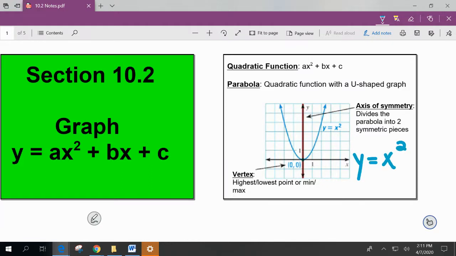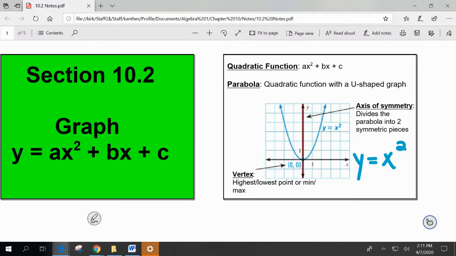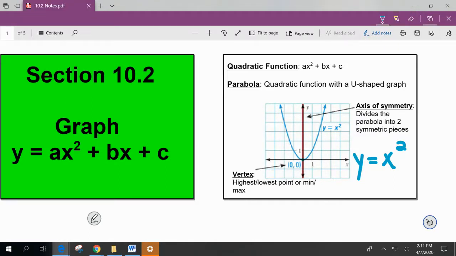Okay, so the axis of symmetry divides the parabola into two symmetric halves. And then the vertex would be the lowest or highest point, or the minimum or the maximum is what you can call that.